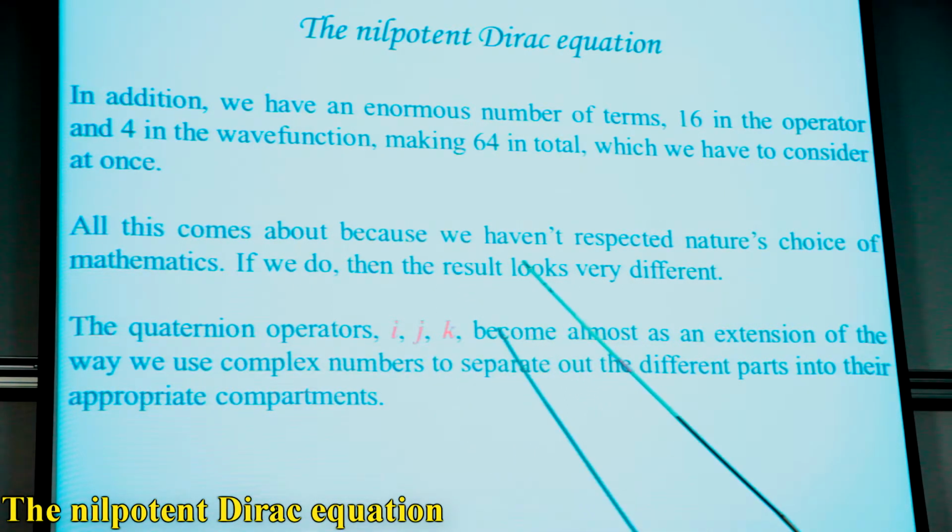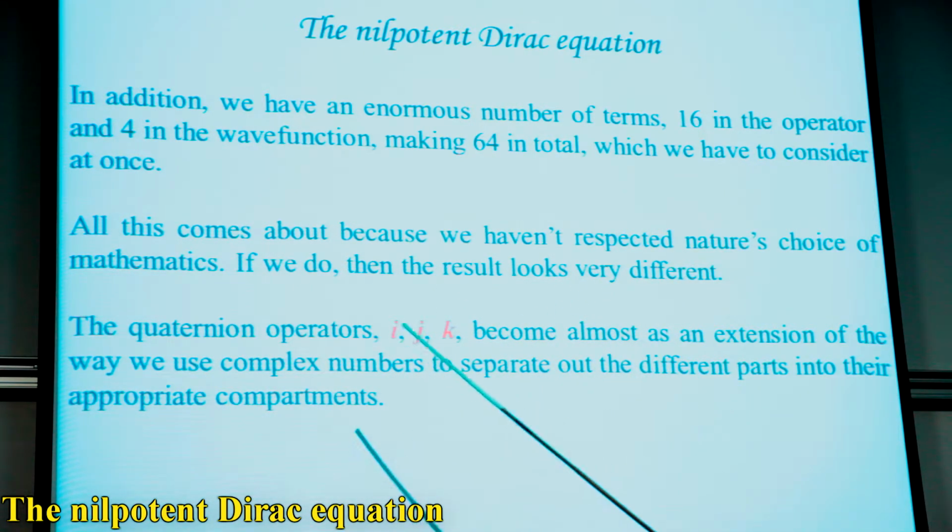The quaternion operators, if we choose nature's choice, let's call it that, will be a bit like extending complex numbers to 3 dimensions. And of course we know how valuable using complex numbers is, because we can separate 2 parts of an equation, the real part and the imaginary part, and get 2 bits of information. Here we can separate 3 parts and get 3 bits of information.